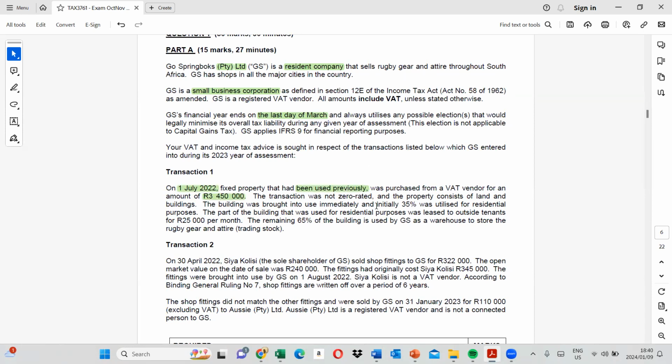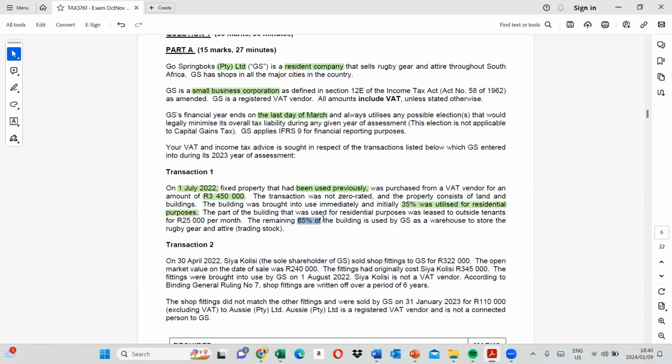And then the transaction was not zero rated, and the property consists of land and building. The building was brought into use immediately, and initially 35% was utilized for residential purposes. So you have to pay attention to this part of the question. And then the part of the building that was used for residential purposes was leased to outside tenants for 25,000 per month.